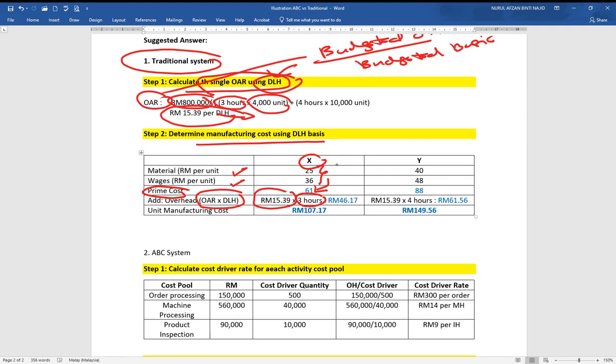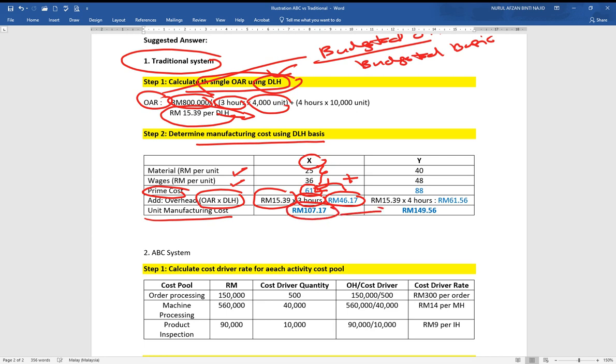Now, at the end of the day, you will get the unit manufacturing cost for product X, which is 61 plus 46.17. So, add these two. Prime cost plus overhead gives the unit manufacturing cost, which is 107.17.